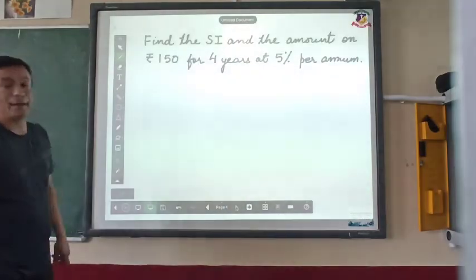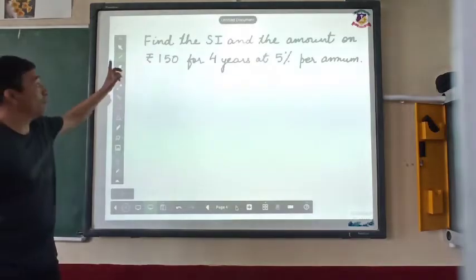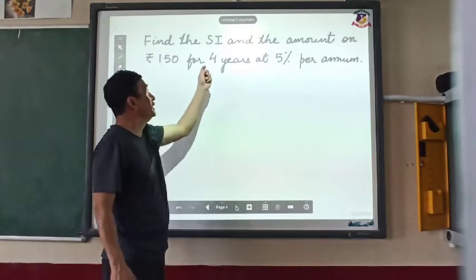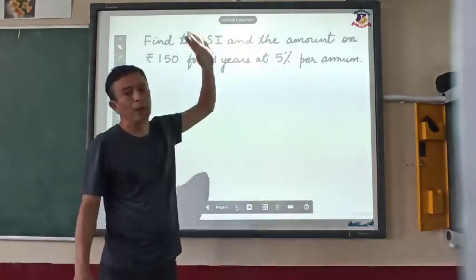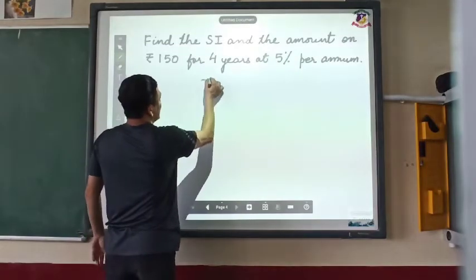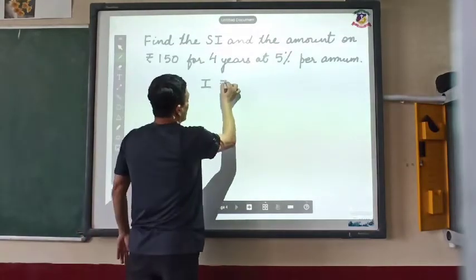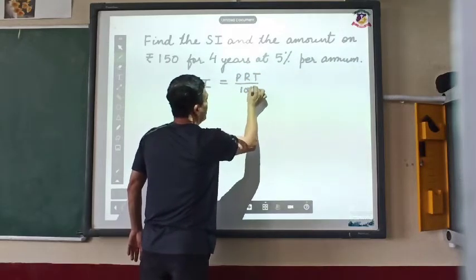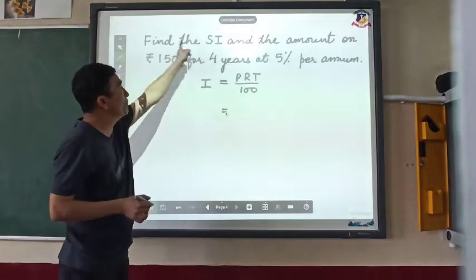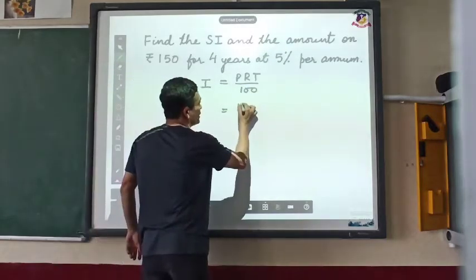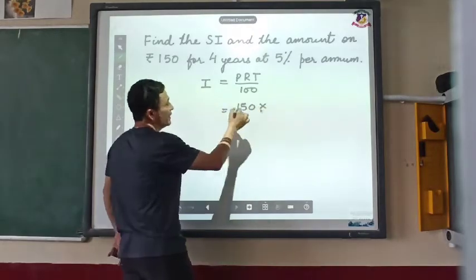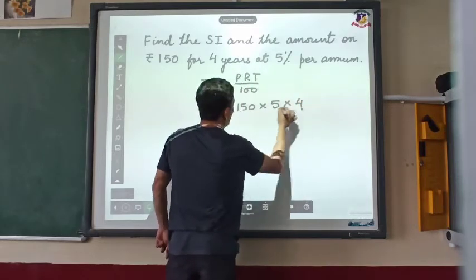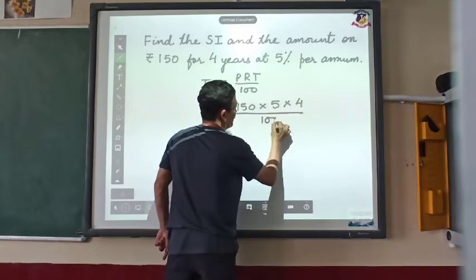Let's take one example from here. Find the simple interest and the amount. There are two things to find out on 150 for 4 years at 5% per annum. So first I take interest. Interest formula is principal into rate into time upon 100. So what's the principal? Principal, according to the question, is 150 rupees multiplied by rate is 5%, multiplied by time is given as 4 years, divided by 100.